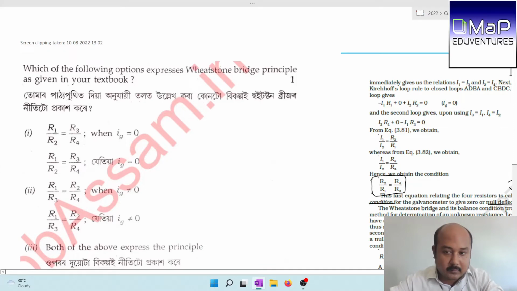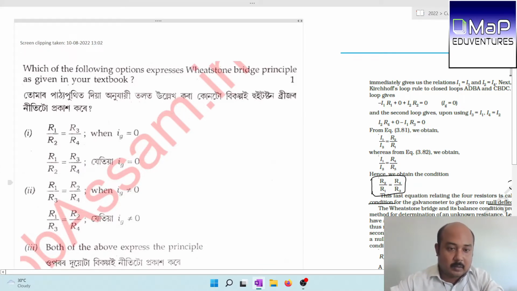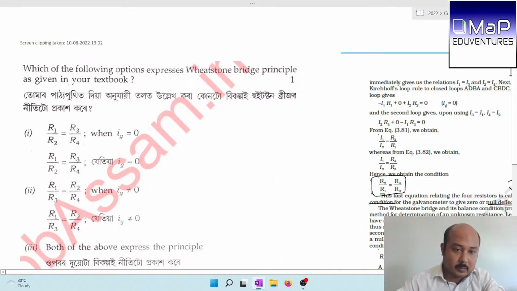Okay, the condition given in the textbook is R2 by R1 equal to R4 by R3. The question paper has R1 by R2 equal to R3 by R4, so it is just reciprocal, there is no difference. So this is the correct answer to question number 1b.